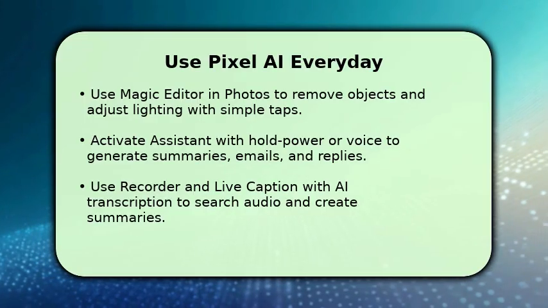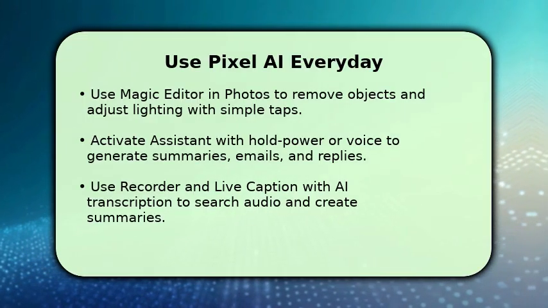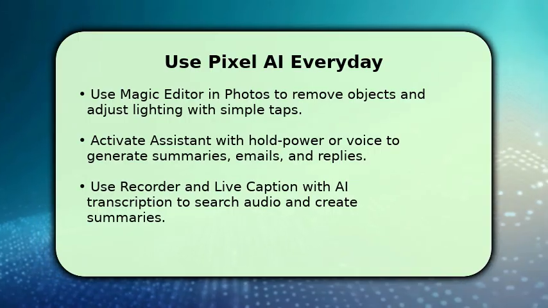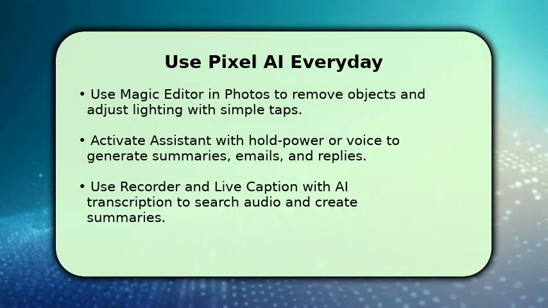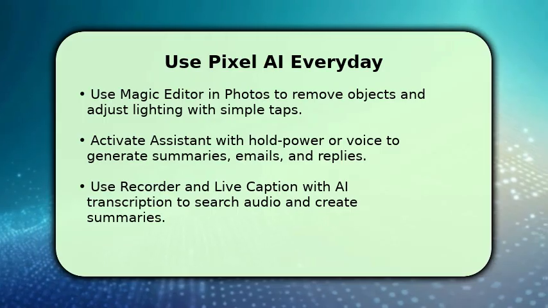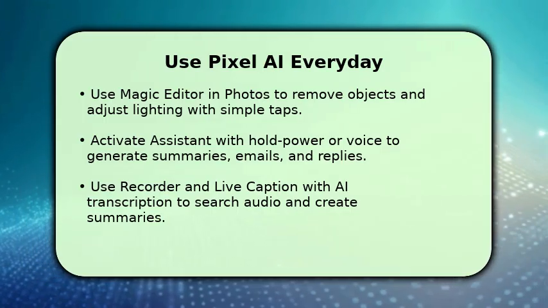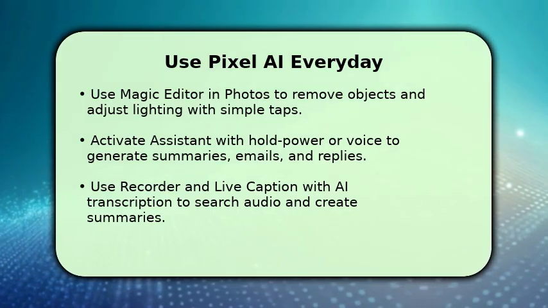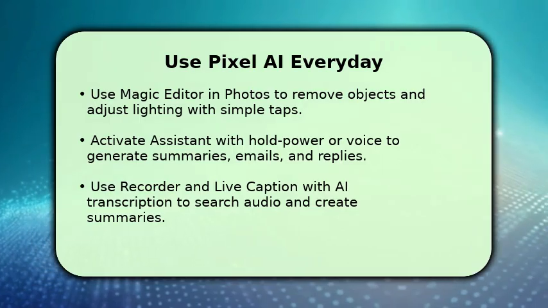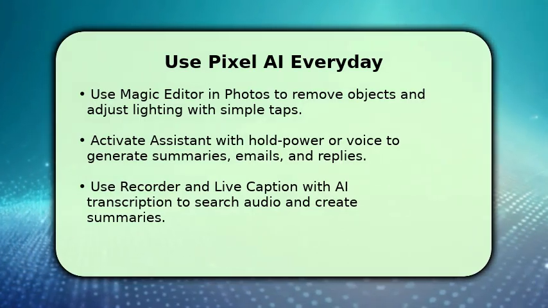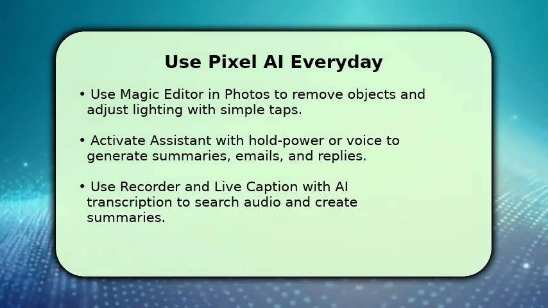In Photos, tap Edit, then Magic Editor to remove objects, reframe shots, and adjust lighting with a few taps. Press and hold the power button or say the wake phrase to open Assistant and ask for summaries, email drafts, or meeting notes. In Recorder, enable AI transcription and use text search to locate moments in audio quickly.